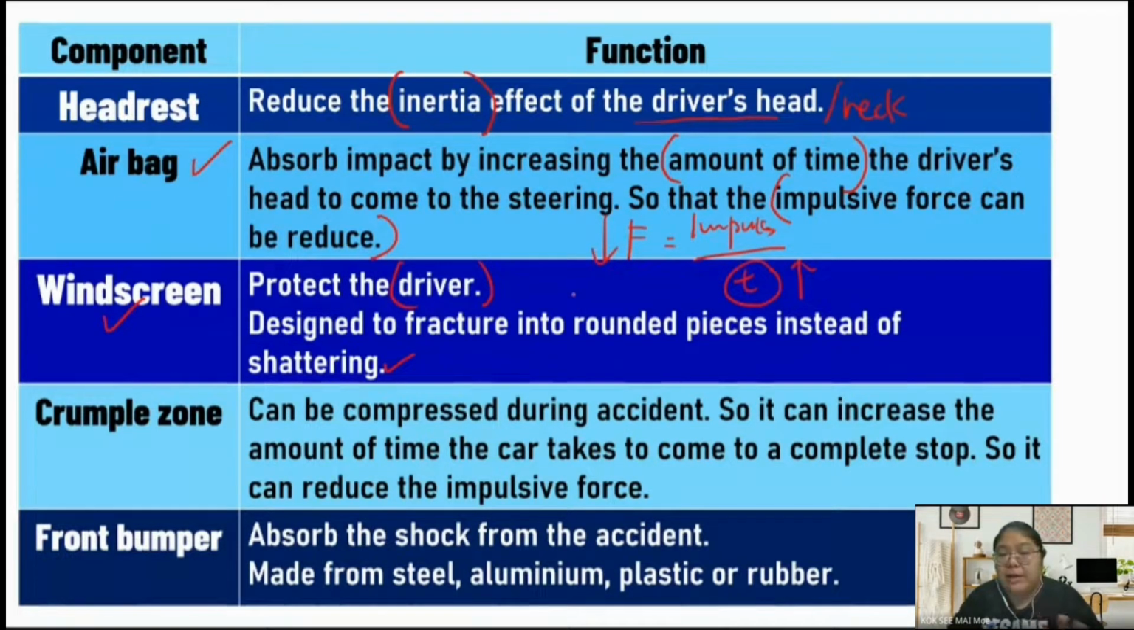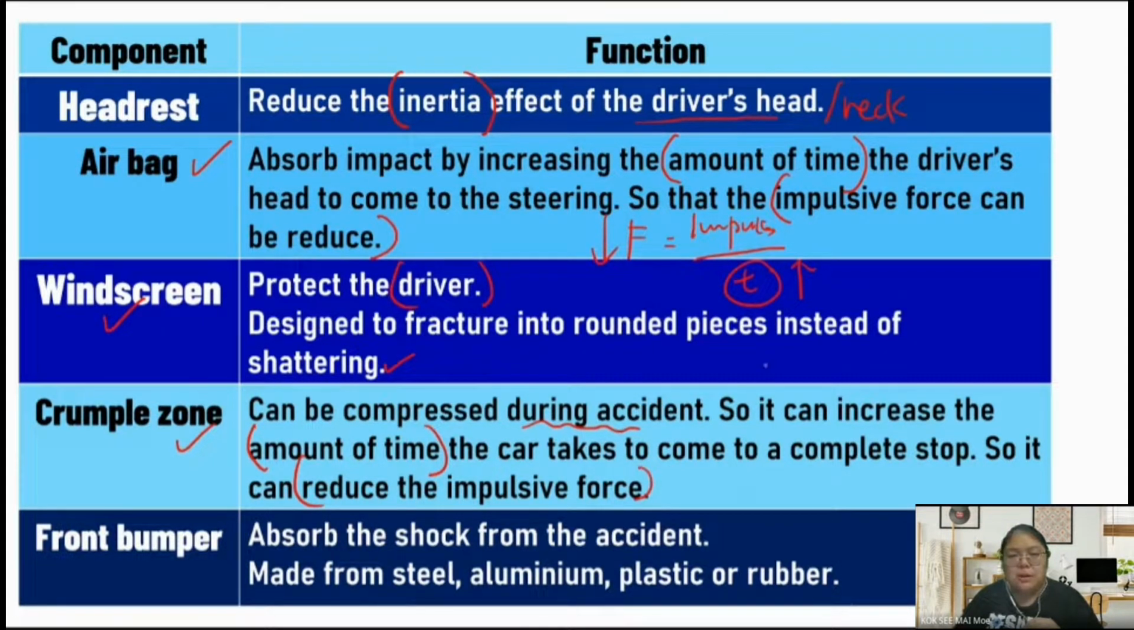Okay, crumble zone. Crumble zone is related to the impulsive force. That means when the car crashes, the front is a soft material. We call it the crumble zone. So the front part takes some time to be shortened. When it compresses during the accident, it increases the amount of time for the car to come to a complete stop. So from here, they can reduce the impulsive force.